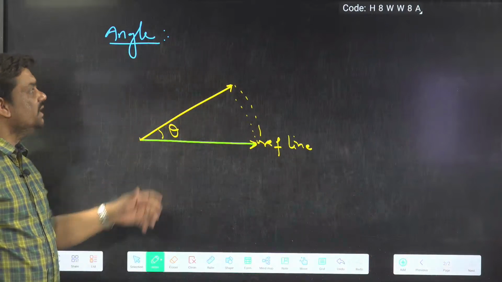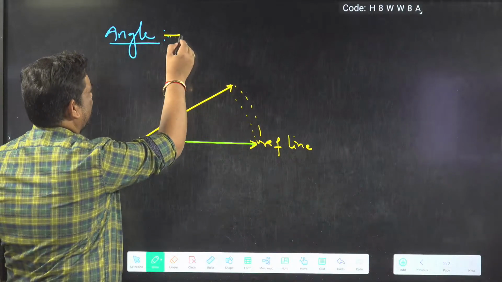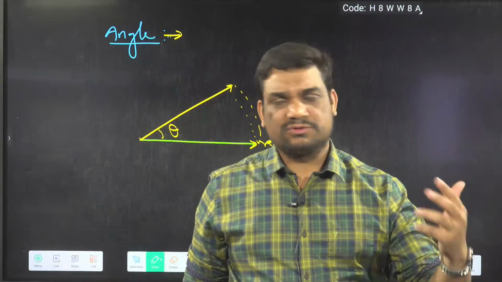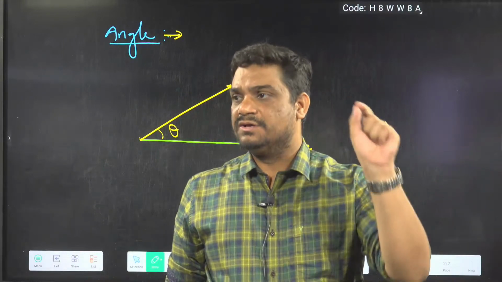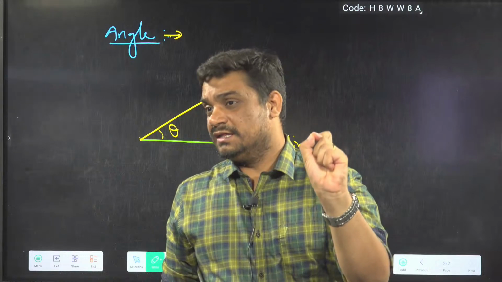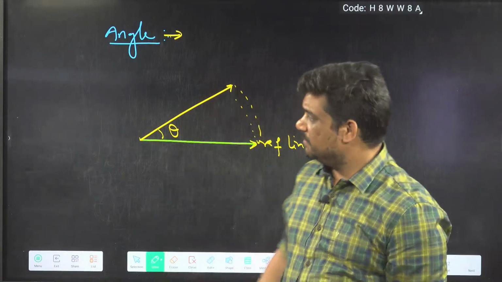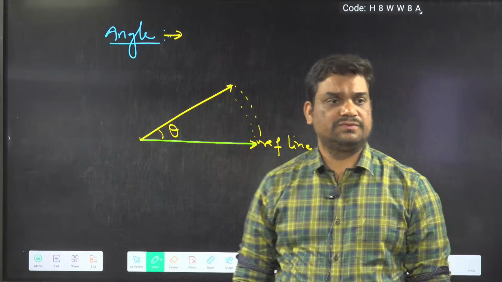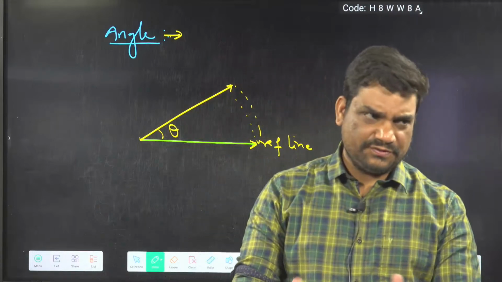So in short, we will not write all the definitions you wrote in the 9th class, because we are not interested in the definition part. You can just write in short: amount of rotation with respect to reference line.